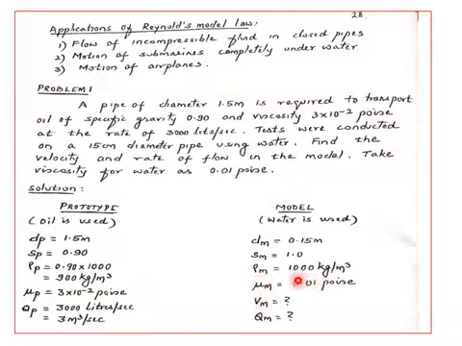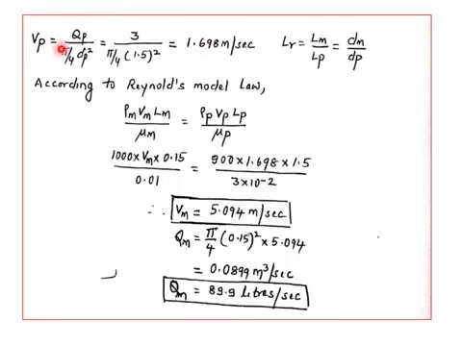Now since it is the application of Reynolds model law, the Reynolds number in the model should be equal to the Reynolds number in the prototype. So this is the equation. We are required to find the velocity in the pipe. We know the discharge in the prototype, so the velocity in the prototype can be determined, which is Q by the respective area. Therefore it is 3 meter cube per second, and the diameter is 1.5, so we get 1.698 meter per second.